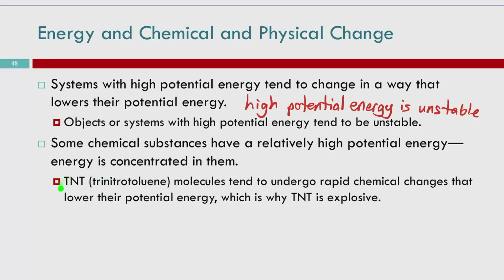So things like TNT, trinitrotoluene, undergo rapid chemical changes to lower their potential energy, which is why TNT is so explosive. It's got a lot of potential energy that it wants to get rid of, and it'll do so vigorously and with very little input.